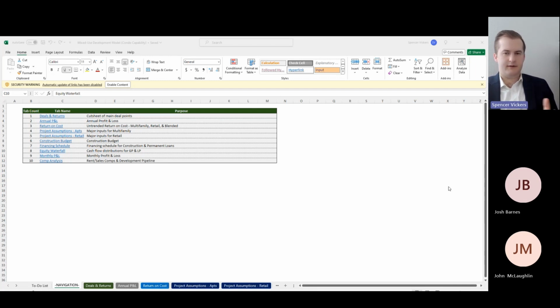I've got a monthly profit and loss statement, which is really the engine of the model, where all of the major operational and financing cash flows are made, and all of those are then rolled up onto the annual profit and loss statement. And then the comp analysis, which is a place to put your rent and sales comps, and then also a competitive development pipeline.